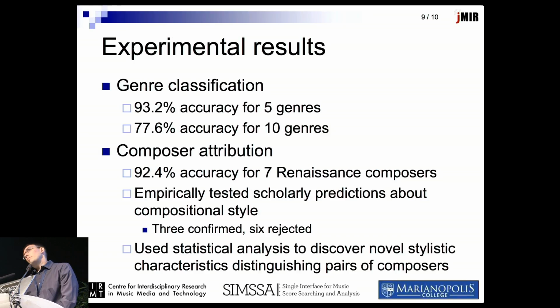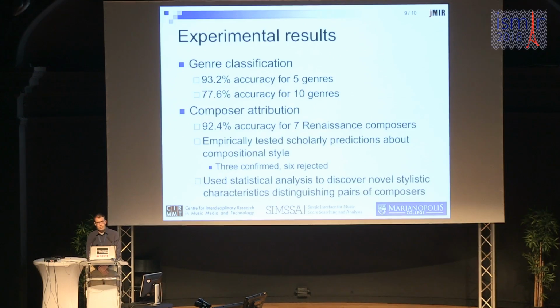So we've done a number of experiments on jSymbolic to validate its performance, and we got pretty good results both with respect to genre classification and composer attribution. But what's particularly interesting is not just that we're able to distinguish between different genres and composers, but we're also able to get musicologically meaningful insights using the features.